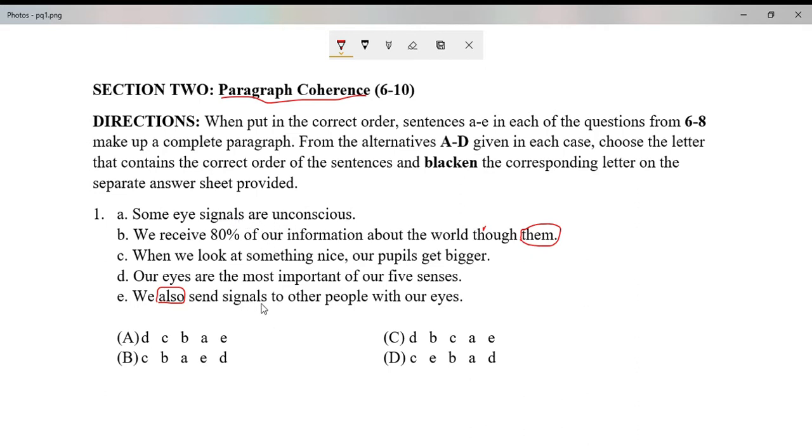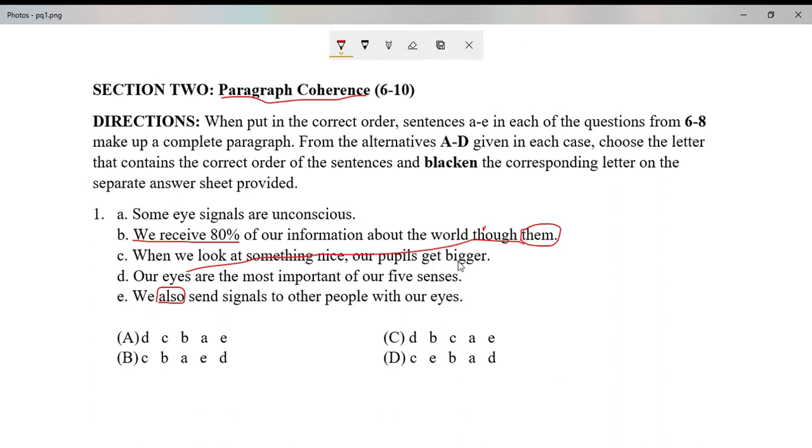We also said in signals this can't be a first sentence. So the most likely thing that them is referring to is our eyes. Our eyes are the most important of our 5 senses. If you think about it, our eyes are the most important, and then it is expanding on why they're important. They're important because we receive 80%, a large amount of our information about the world, through them. What is them? Our eyes.